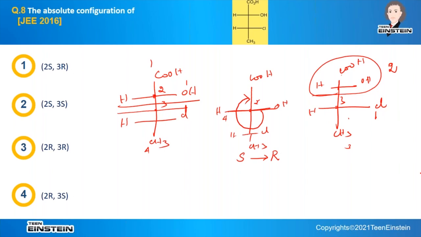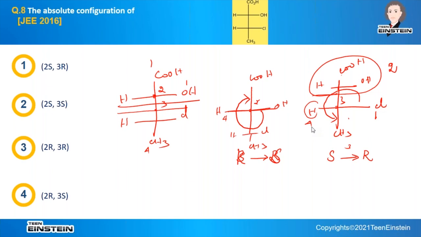So here the direction goes to anti-clockwise direction. So here, sorry, this is clockwise direction. So this is anti-clockwise direction, that is S, or here also least priority is in the fourth position, that is in horizontal line. So configuration reverse takes place. So it is S to R configuration.